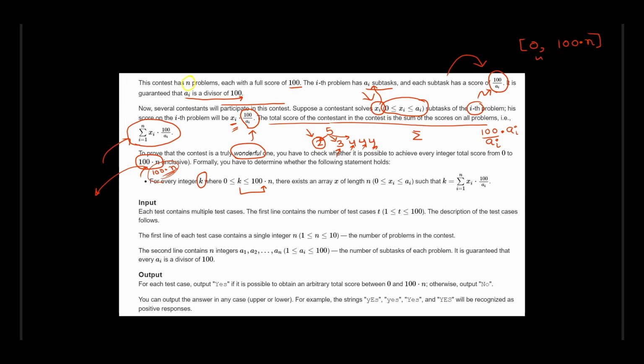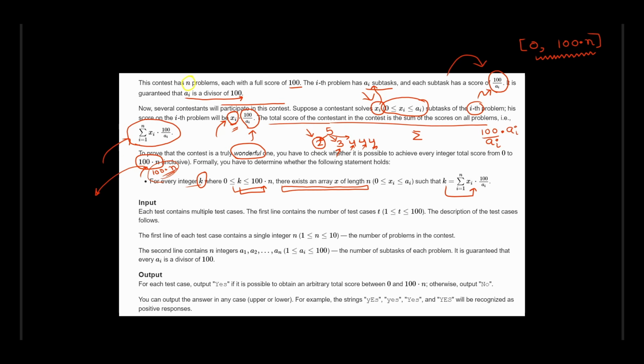But the question is asking, is it possible to achieve all scores in this range? So it says for every integer k, where k is in this range, there exists an array x of length n such that you can achieve that score. Okay, got it. So in this problem, you are not really given the scores array anymore. You are not given the total number of subtasks that you have actually solved.